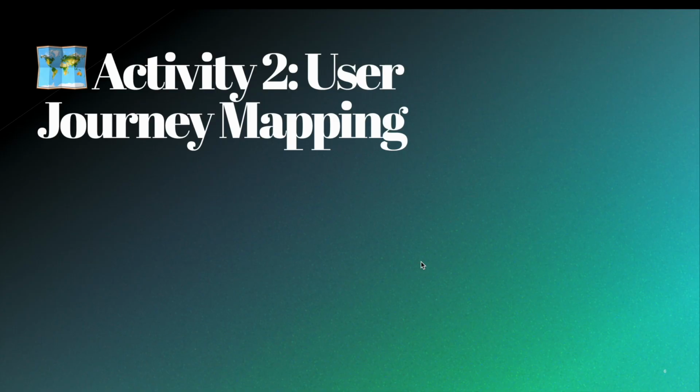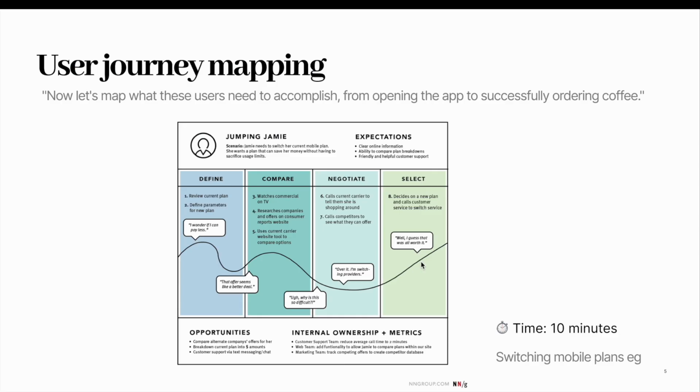Okay. So user journey mapping. This is an example of the user journey mapping. What the users need to accomplish from opening the app to successfully ordering the coffee. So how that entire journey will be.